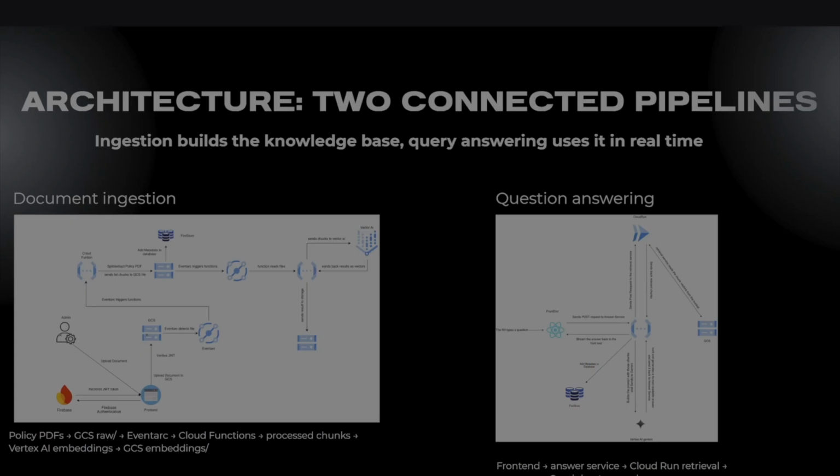The second pipeline handles question answering. When a user asks a question, the front end sends a request to the answer service. The service calls a retrieval service running on Cloud Run, which finds the most relevant policy chunks. Those chunks are then passed to a language model, in our case Gemini, which generates a grounded response. The answer is streamed back to the front end in real time. So overall, ingestion builds the knowledge base, and the query pipeline uses it to answer questions.